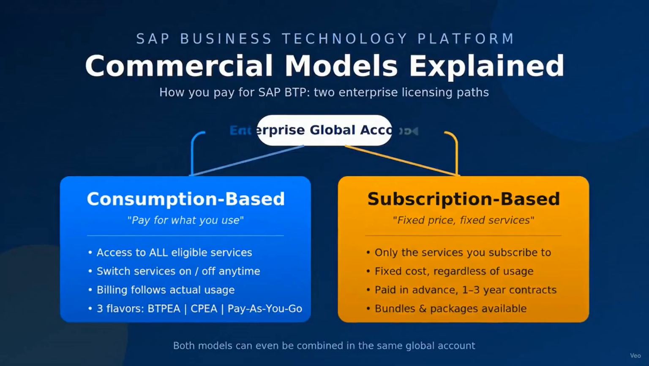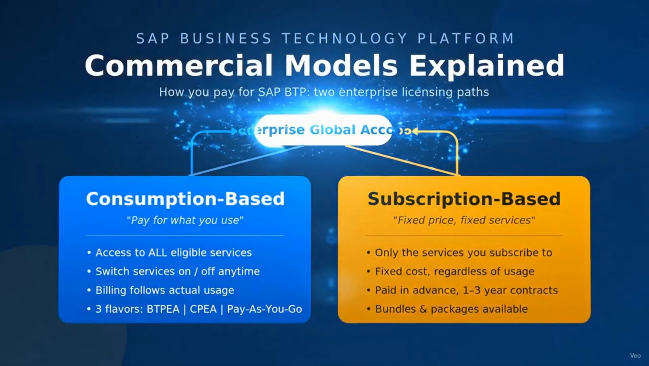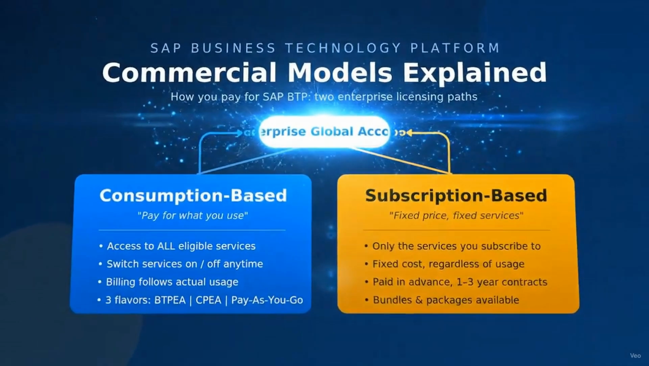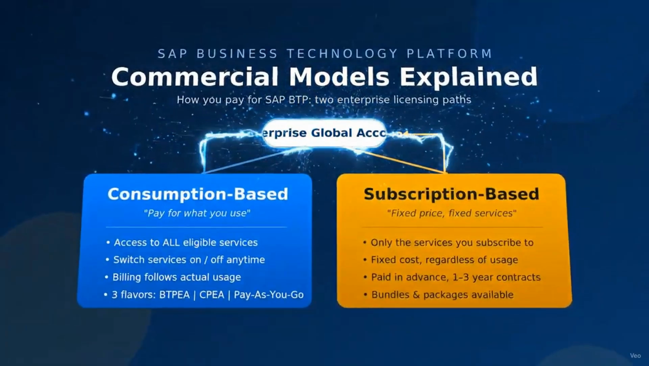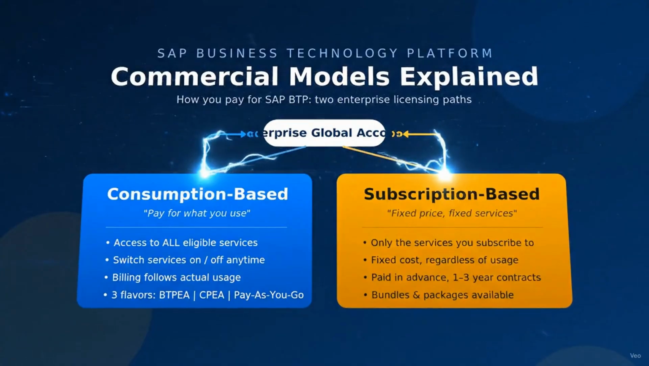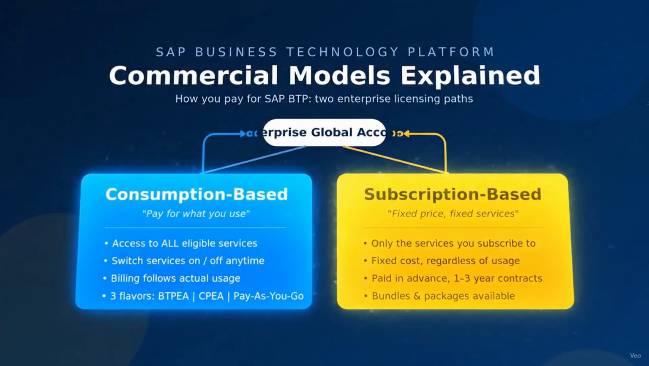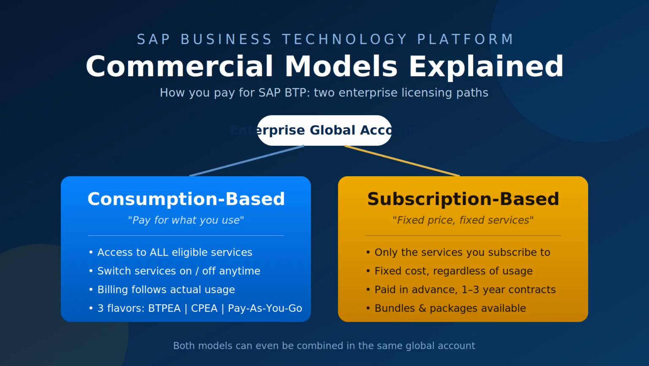Number 2, the subscription-based model. Here, you subscribe only to the specific services you plan to use, and you pay a fixed cost, no matter how much or how little you consume. You pay in advance, typically for a 1 to 3 year contract period. And here's a pro tip most people miss: you can actually combine both models, even inside the same global account. The only restriction: you cannot mix two flavors of the consumption model in one global account.